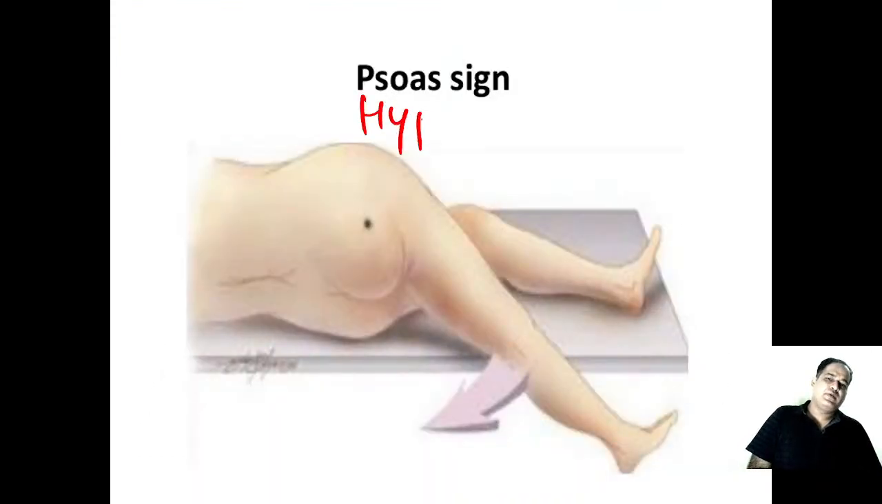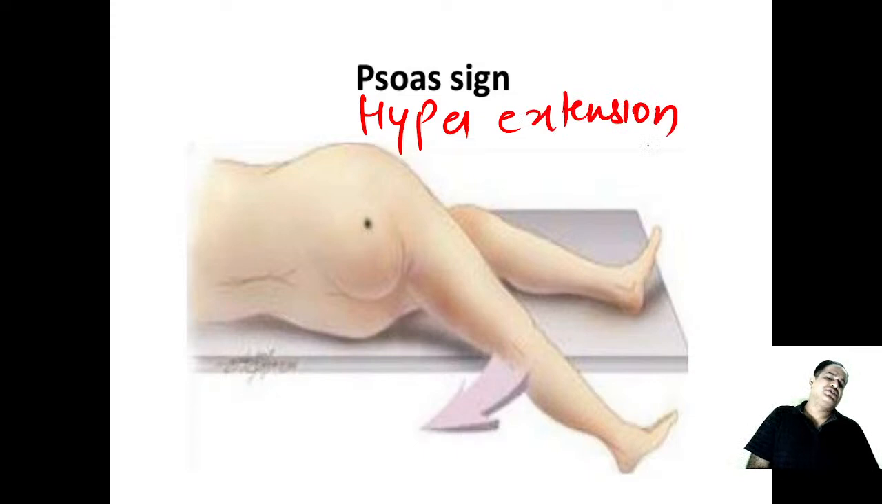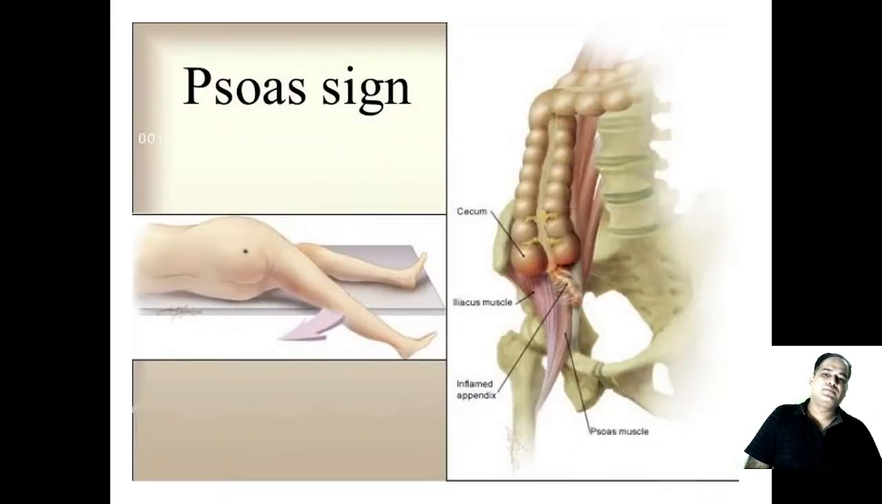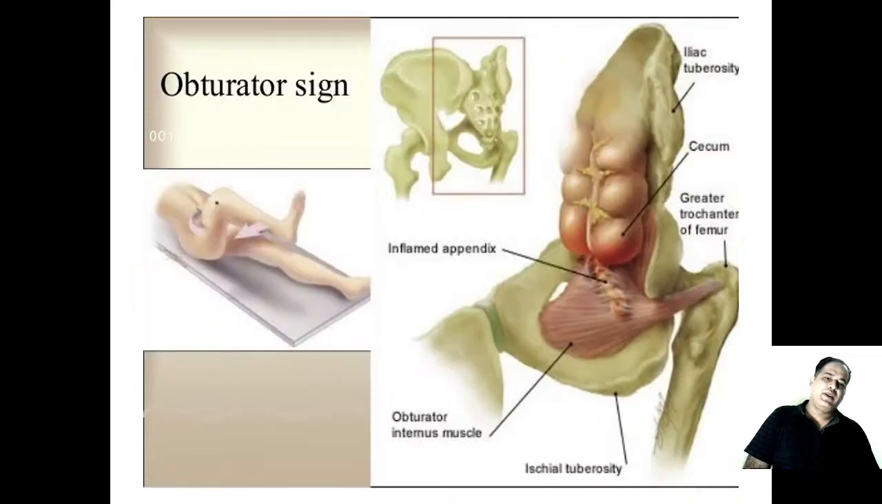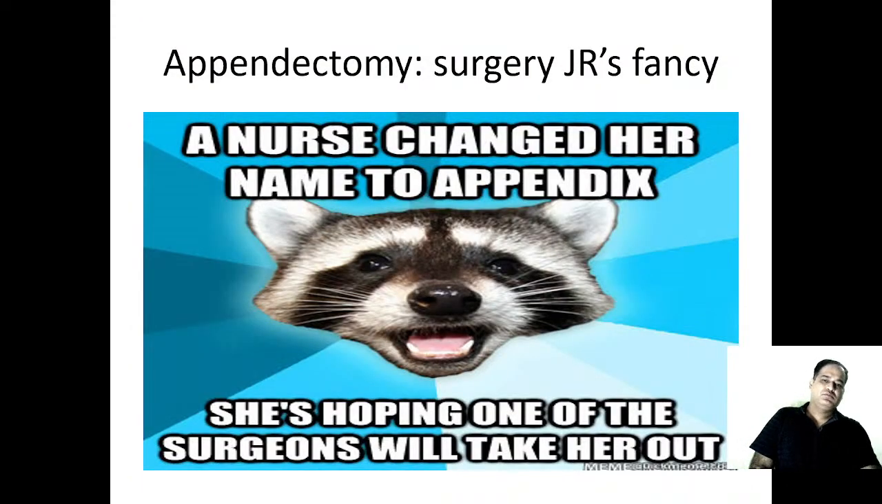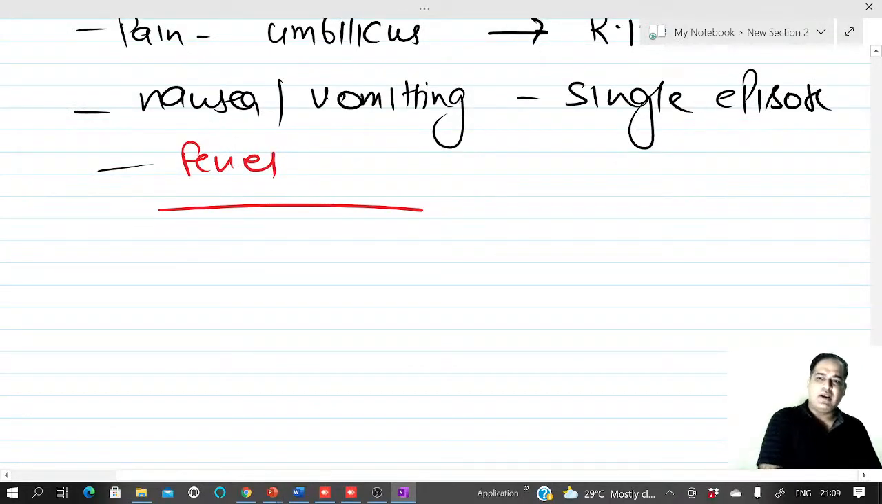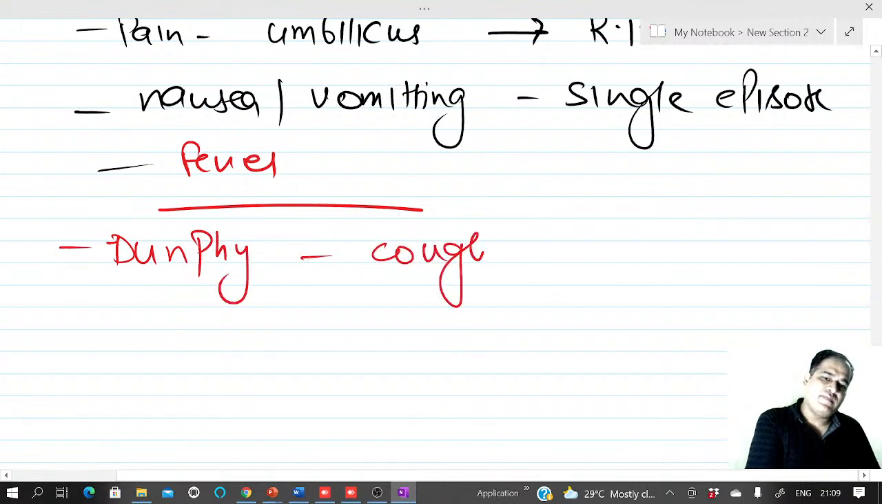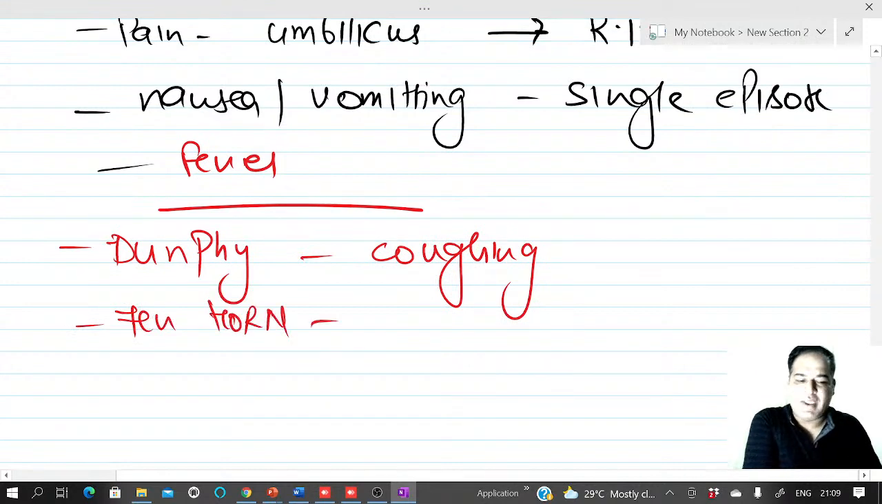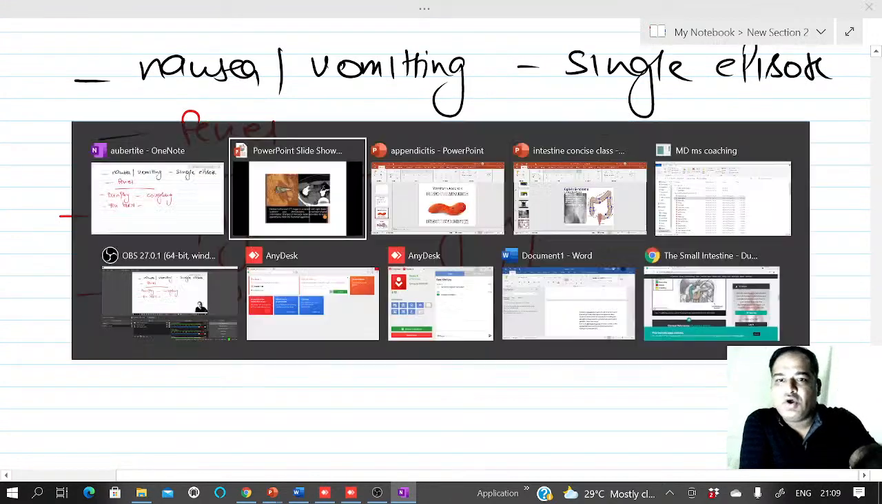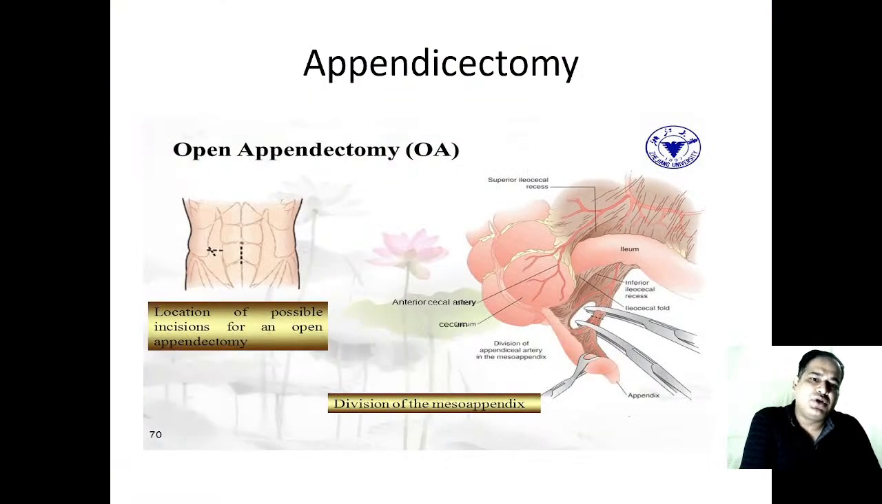Psoas sign, in retrocecal appendicitis, there is hyperextension of the right lower limb. This is what happens in psoas sign. Fine. Obturator sign, that is medial rotation of the lower limb. Now, there are other signs, that is Dunphy sign, pain on coughing. Tenhorn sign, pain on gentle traction on the testis.